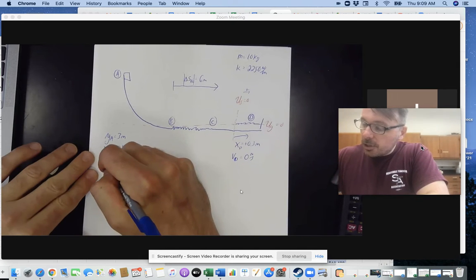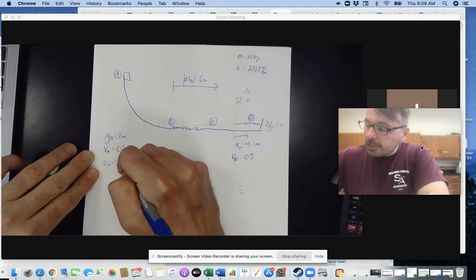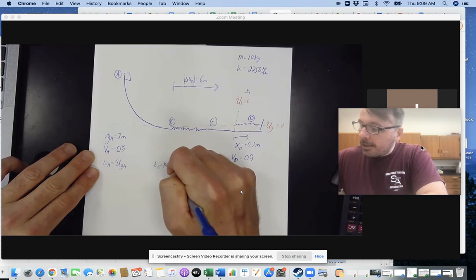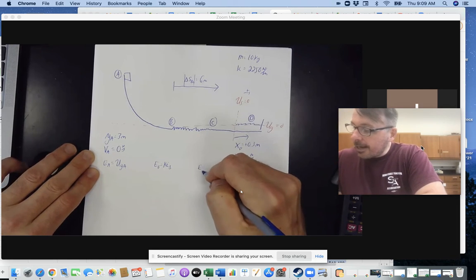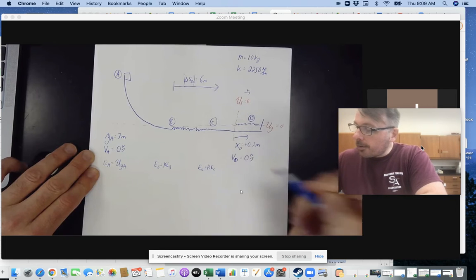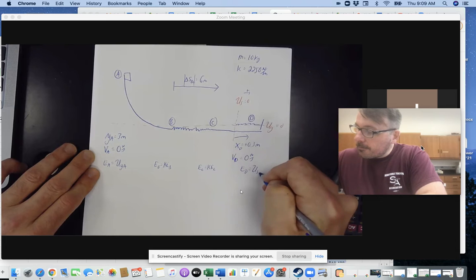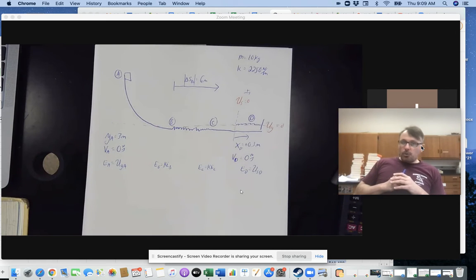So I know that at position A, the total energy here is just U_GA. At position B, the total energy has just become kinetic energy at B. At C, the energy is still kinetic energy, right, because it's just moving along there. And at D, I've got that U_S, or the spring potential energy. Okay, cool. Next is to create links.